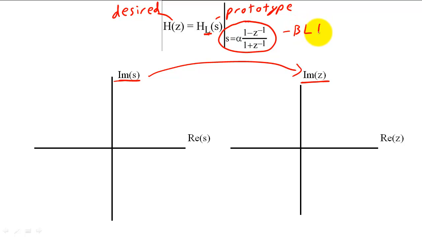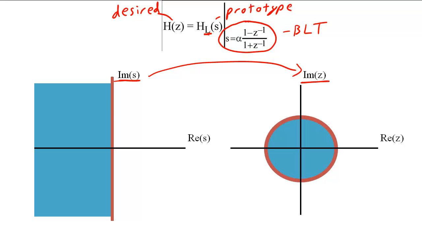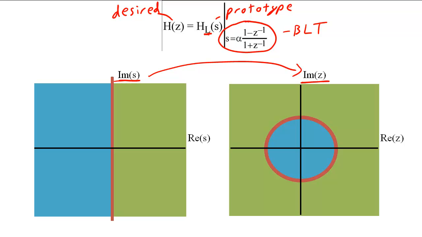When we apply the bilinear transform, we find that points on the imaginary axis on the S-plane map to points on the unit circle on the Z-plane. We also see that points to the left of the imaginary axis on the S-plane map to points inside the unit circle on the Z-plane. The mapping also shows that points to the right of the imaginary axis on the S-plane map to points outside the unit circle on the Z-plane.